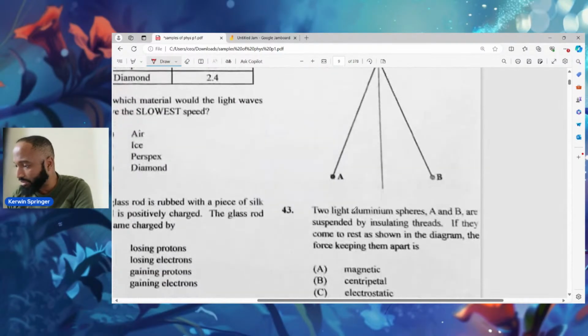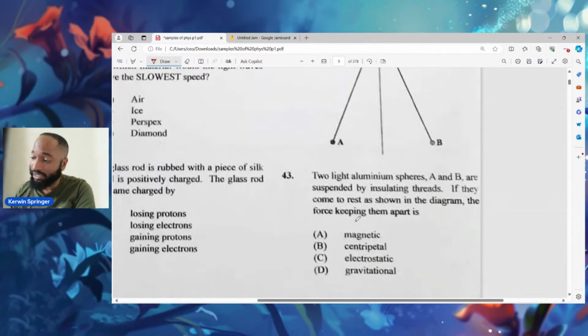All right, so this is a pendulum here, two light aluminum spheres suspended. If they come to rest as shown in the diagram, the force keeping them apart while they are at rest, so it can be centripetal force, electrostatic, or magnetic. This is a tough one. It's not gravitational.